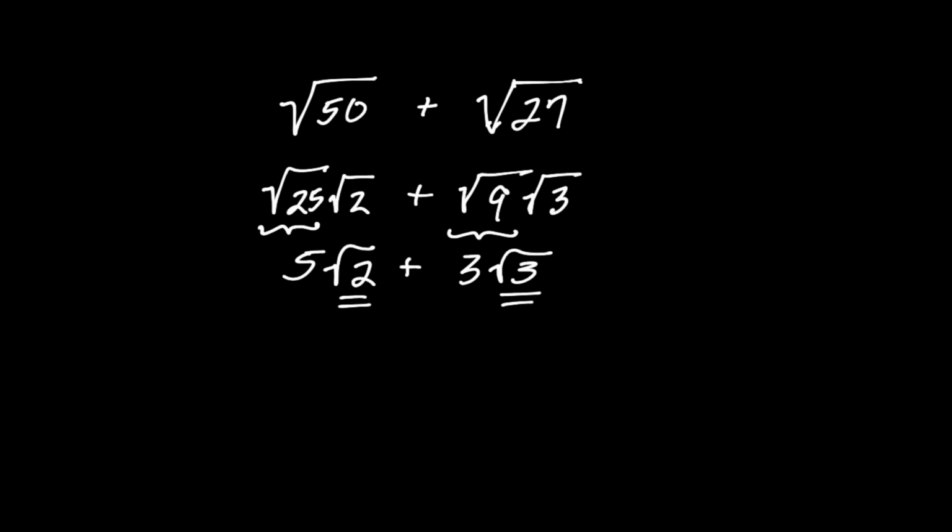Think of if I had 5x plus 3y. Could I add these two terms together? No, of course I can't, because they're not like terms. This is an x term and that's a y term. So for the same reason, we cannot simplify any more over here. The square root of 2 and the square root of 3, there's nothing else that I can factor out or undistribute out, if you want to call it that. So this is as far as we can go.